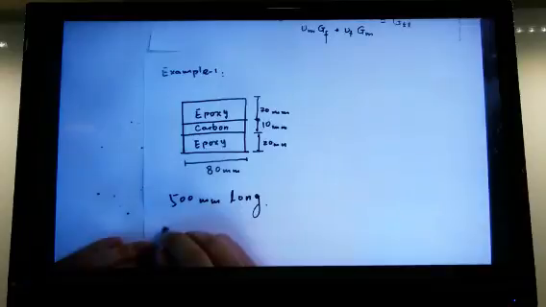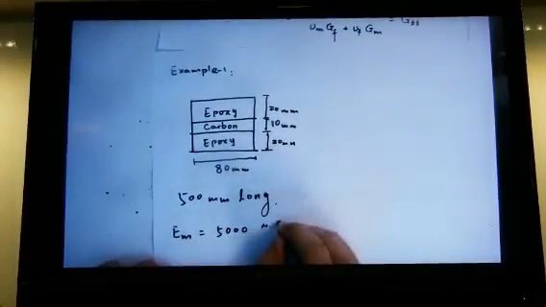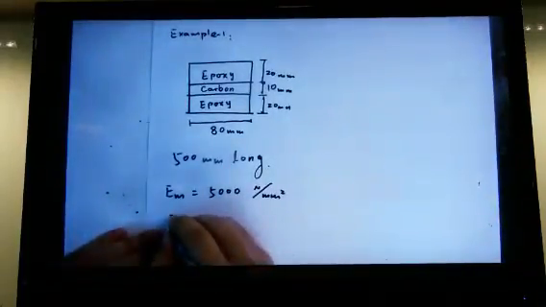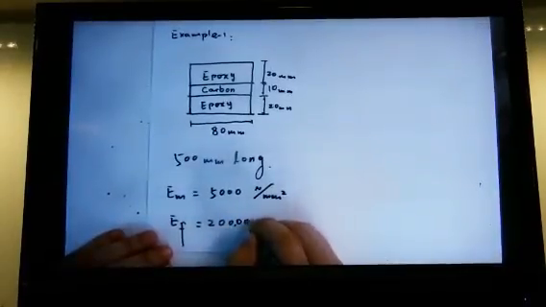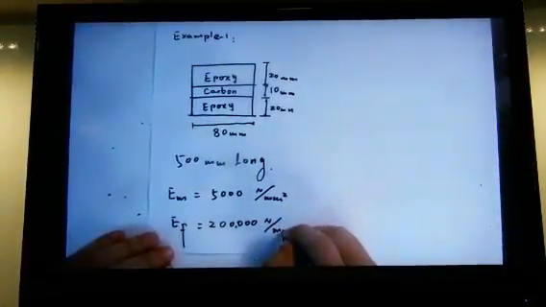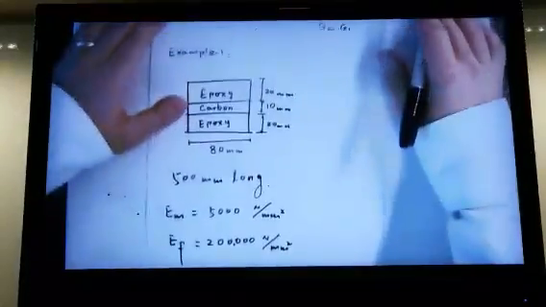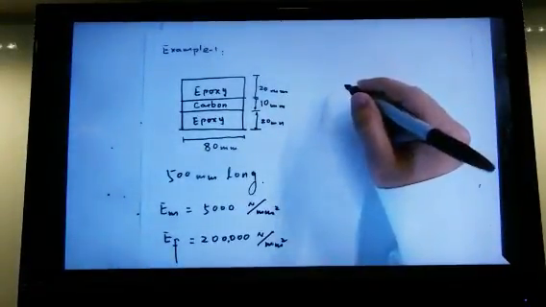And E_M, the modulus of the epoxy, is 5,000 Newton per square millimeter. E_F is 200,000 Newton per square millimeter. Look at the modulus: the fiber modulus is much larger than the matrix. This is really true for a composite system, right? You combine one very stiff material with another very soft material together.